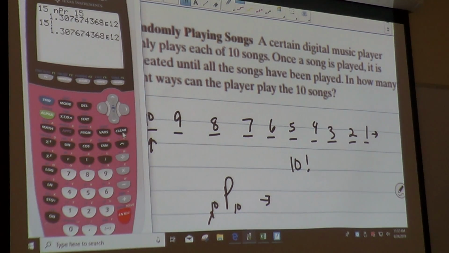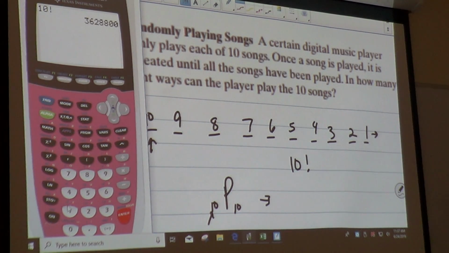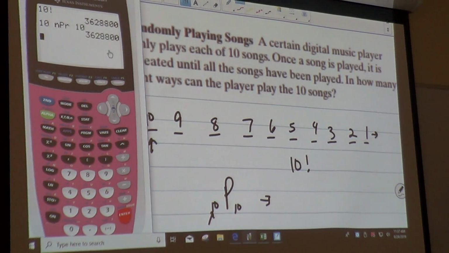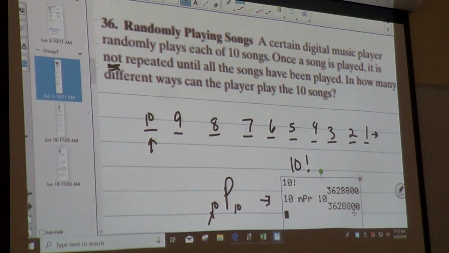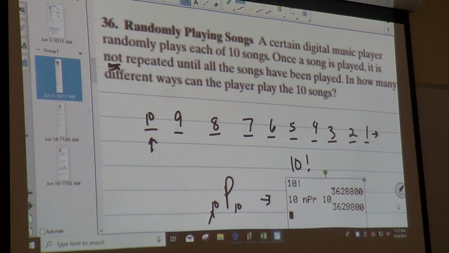So if I go to my calculator, I'm either going to do 10 factorial, or I'm going to do 10 NPR 10. Because if I do I Will Always Love You, and then the greatest of all time, and then Let's Get It On, and then I do Let's Get It On, and then the greatest of all time, and then I'll Always Love You, that's two different song plays. So the order of the song plays matters because they give me a different answer.